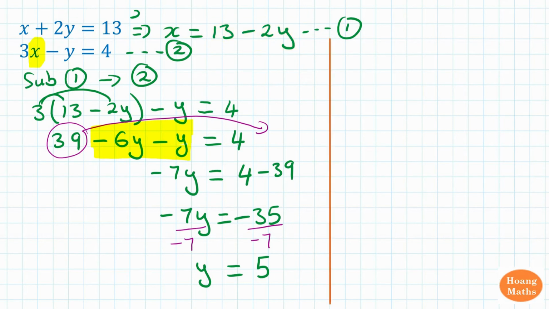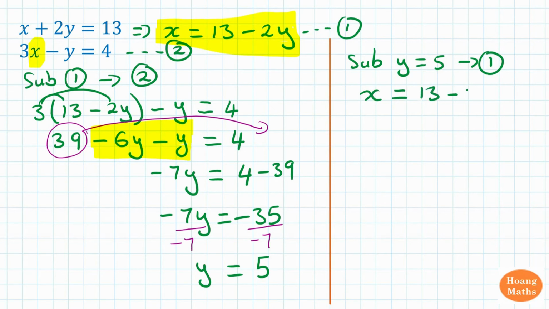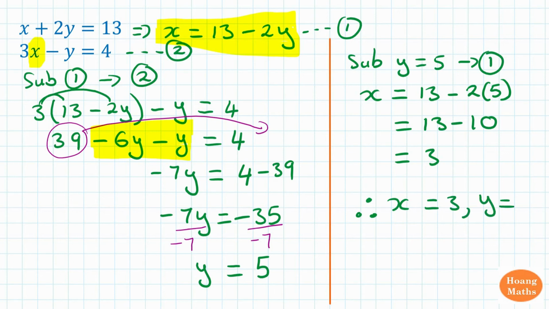When y is equal to 5, what I do is I substitute y equals 5 into this equation here, that is equation number 1, to solve for x. So therefore, I just write this down: substitute y equals 5 into equation number 1. So x equals 13 minus 2y, it becomes x is equal to 13 minus 2 lots of y, but y is equal to 5, so we just replace y with 5. So that is 13 minus 2 times 5, which is 10. So 13 minus 10 is 3. So therefore, x is equal to 3 and y is equal to 5.